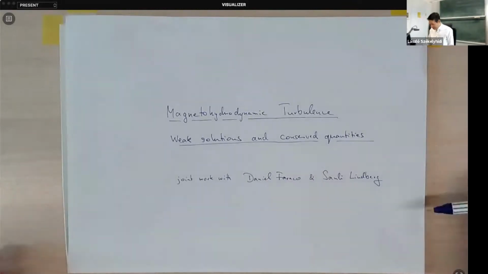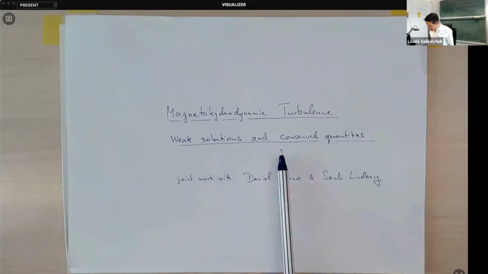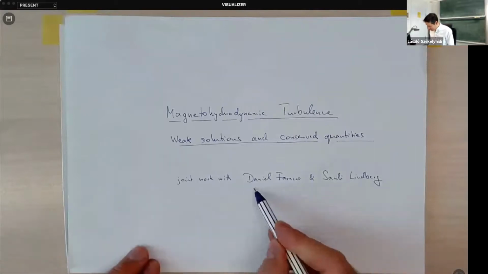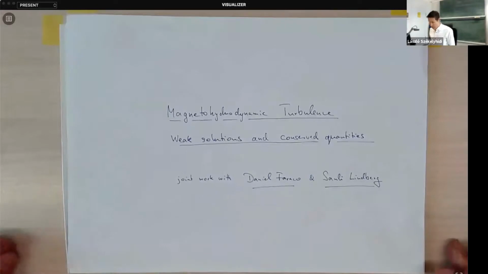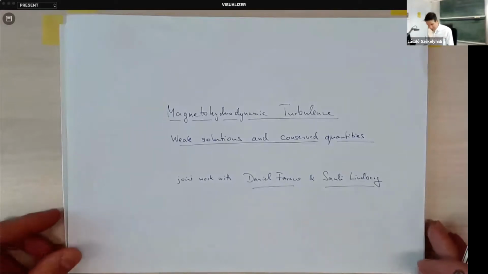Okay, so this is the subject. This is somehow a mixture between some technical stuff, but I'm trying to also give an introduction to MHD, at least how I understand it, and what are interesting mathematical issues that have been addressed recently. In particular, I will talk about weak solutions and conserved quantities. And this is all joint work with Dani Faraco from Madrid and Sauli Lindberg from Aalto University in Finland.